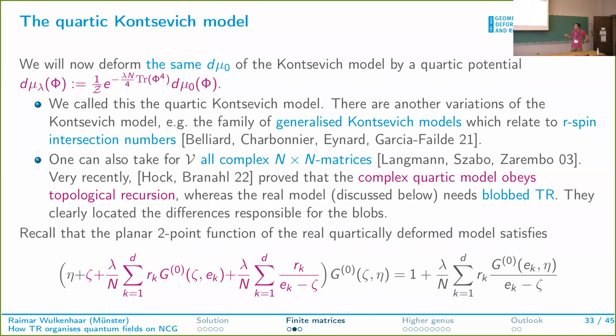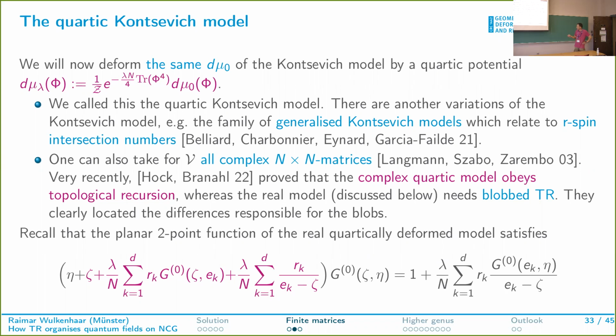The other remark is you can do everything for complex matrices. There's a paper by Alex and Johannes Branahl, my PhD student, 3 weeks ago or so, showing that this then gives something which obeys topological recursion. Read the paper, nice work. Whereas the real model is much more complicated. So I discuss here the real model, where we come to blobbed topological recursion. And the points where the blobs appear, this is done in the paper.